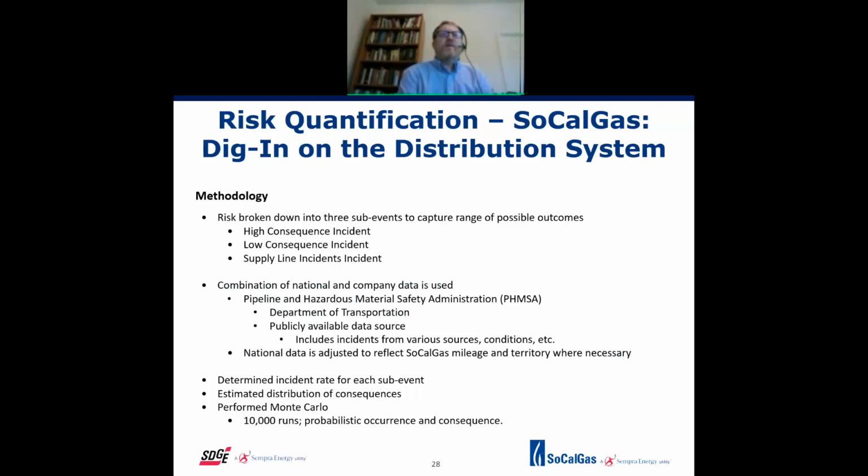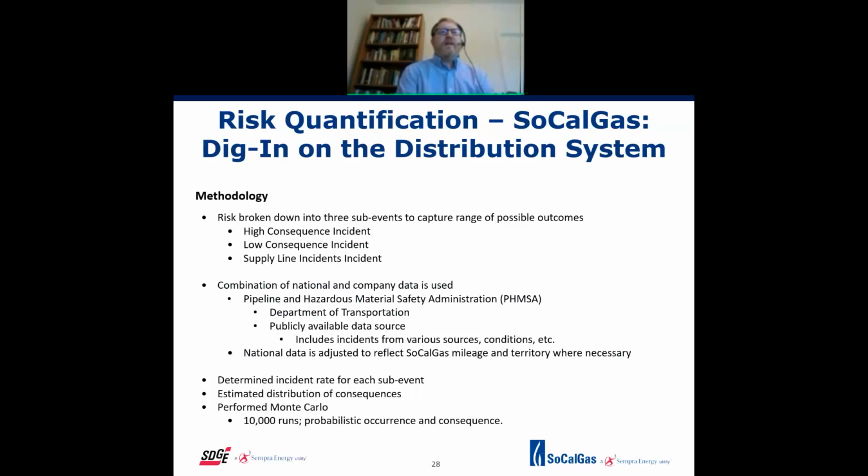So the risk is broken down into 3 sub-events. One are the incidents that do have either a fire, an explosion, or a safety incident, where a safety incident is defined as serious injury or worse. Then there's low consequence incidents where it's still a consequence. There may be some gas escaped from the system, maybe some meters lost service. Sometimes they have to turn some valves to shut it off, and then those meters downstream can lose service.